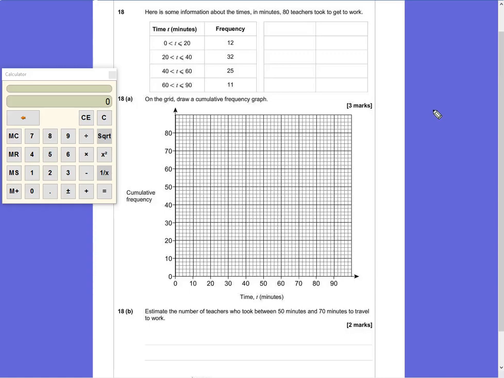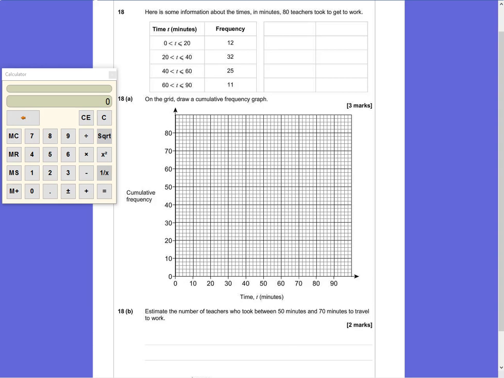Question 18. Here is some information about the times in minutes 80 teachers took to get to work. Question 18a says, on the grid, draw a cumulative frequency graph for 3 marks. Cumulative frequency is where the frequencies add each time that you move to a different data block.